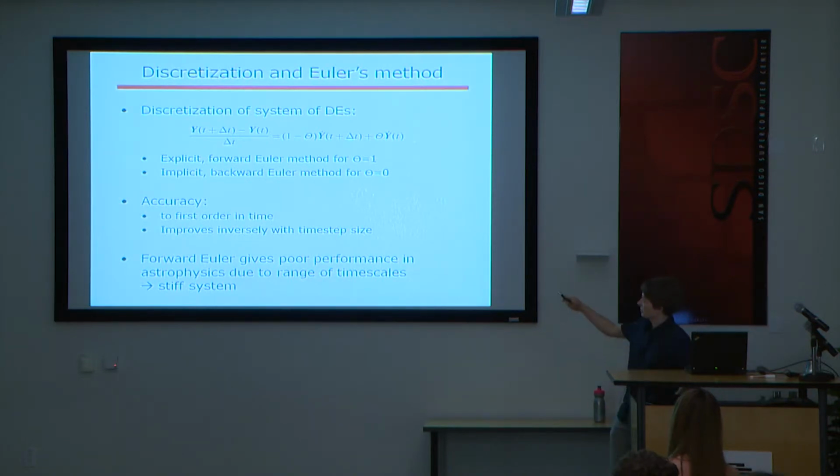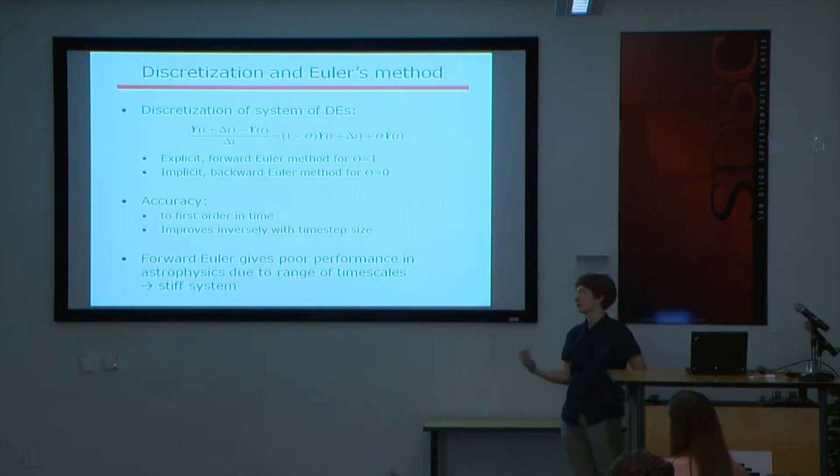In an implicit method, a fully implicit method, your theta would be 0. So this term goes away, and the abundance at the new time minus abundance at the old time divided by the time step will depend only on the derivative at the new time, which makes solving more tricky if you need to know what the derivative of y at the new time is. Both these methods are accurate to first order in time, and the accuracy improves inversely with time steps. So if you make the time step smaller, the accuracy goes up.